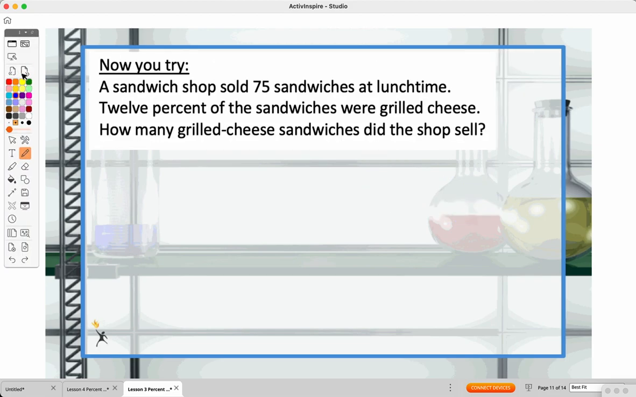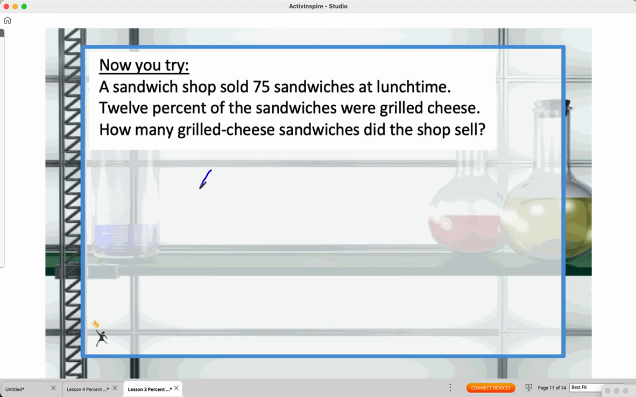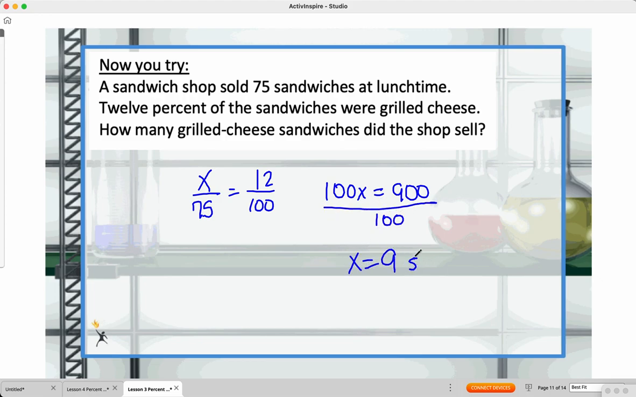Go ahead and give this one a shot. Pause the video and see what you come up with. All right, so we have x over 75. They sold 75 sandwiches. What part was grilled cheese? That's what we're trying to figure out. It was 12% of the total amount they sold. So I'm going to do mine the long way. 100x equals 75 times 12, which gives me 900. Divide everything by 100. X is going to equal 9 sandwiches, or 9 grilled cheese sandwiches.